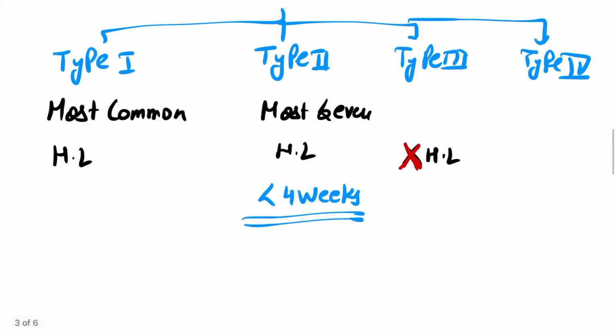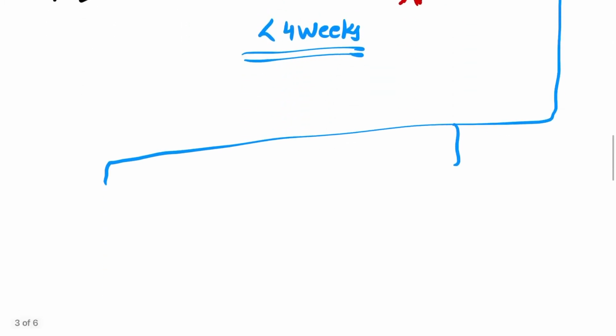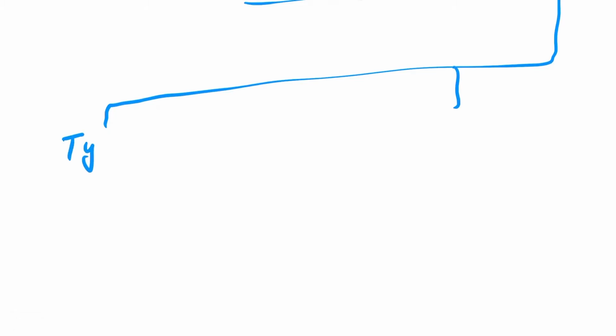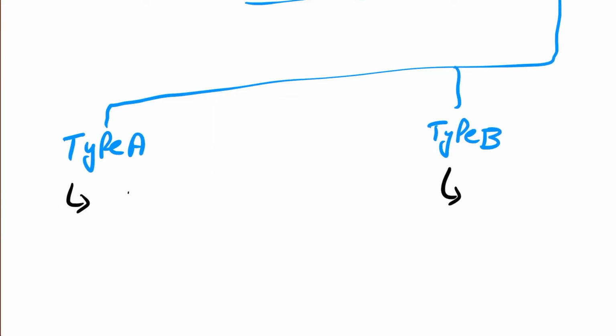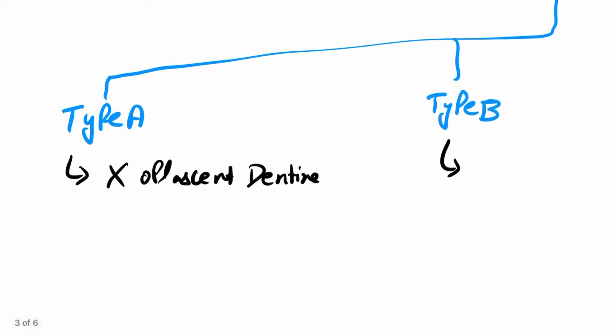Type 4 is again subdivided into type A and type B. Type B is associated with opalescent dentine, and type A is not associated with opalescent dentine. The dentine becomes very thin, and you can see the brownish tint of the pulp. In type A, there will not be any opalescent dentine. In type B, there will be opalescent dentine.